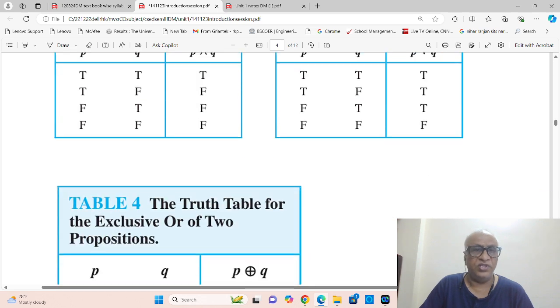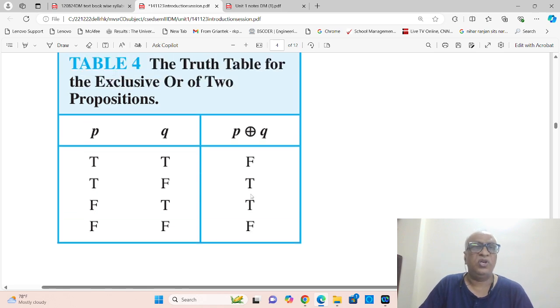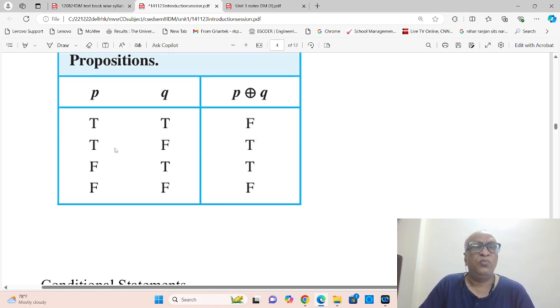This is for disjunction. What about XOR? If both the input values are truth values, then the output is false. The truth value can be true or false. You can see the first row here: both are truth values, so the output is false. Both are false values, so the output is false. So in the case of XOR, if both the inputs are truth values, the output is false.